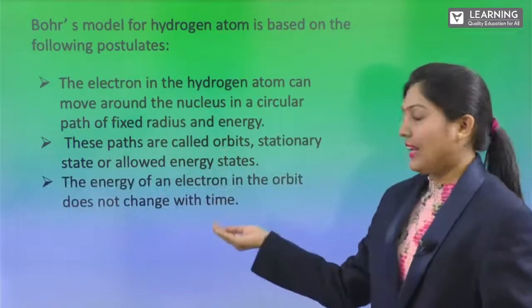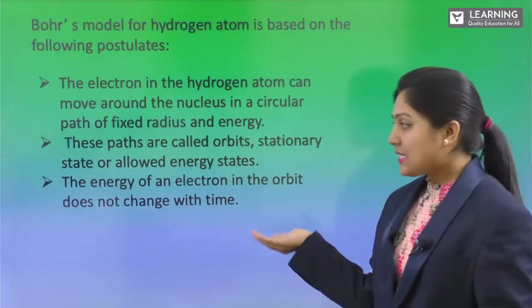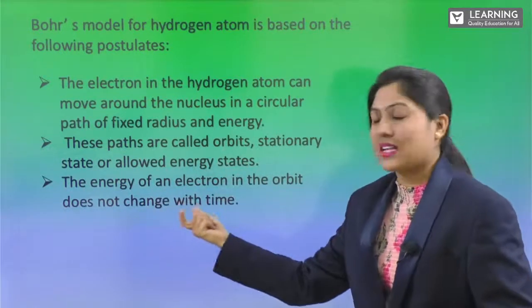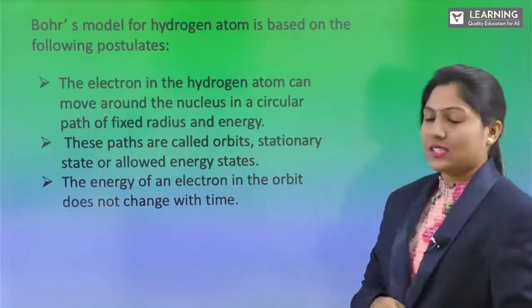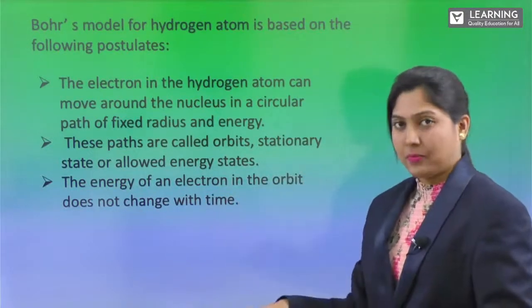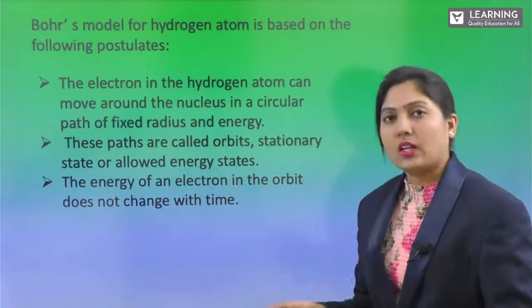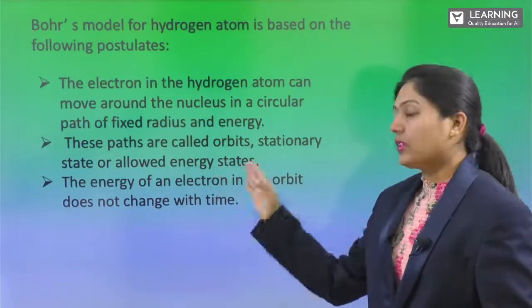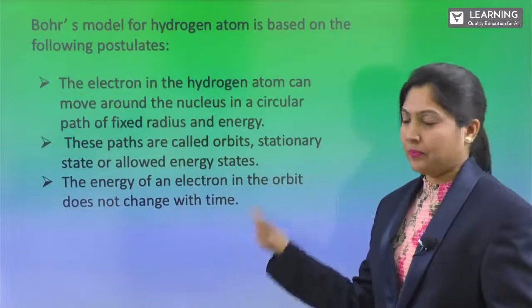The energy of an electron in the orbit doesn't change with time. If the time has changed, it doesn't change. It is exactly fixed. The energy of an orbit will not change either for the time or any other things.